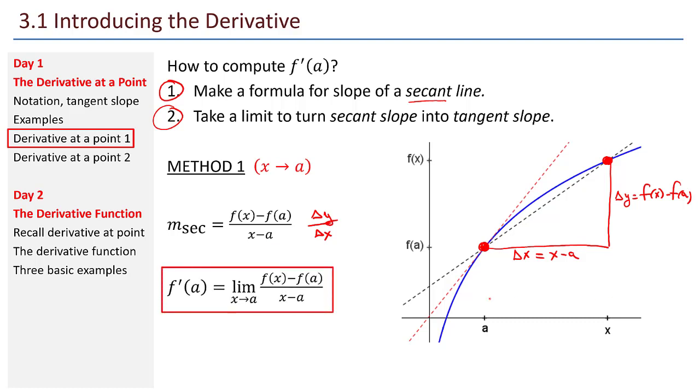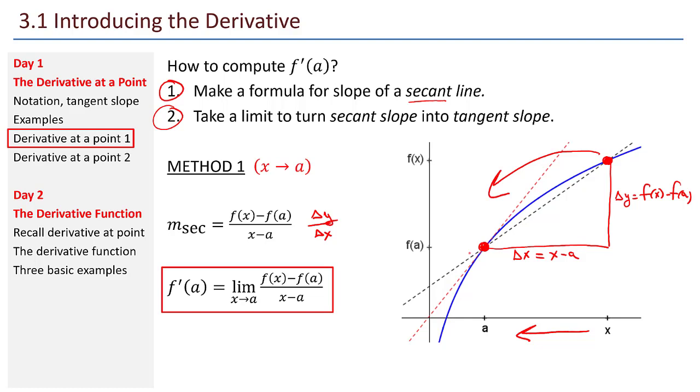And then we take the limit as x approaches a. So I imagine on the bottom of that graph, x approaching a. X gets closer and closer and closer to a. And as x approaches a, this point on top will come down and approach this fixed point above a, and the secant line will turn into the tangent line.